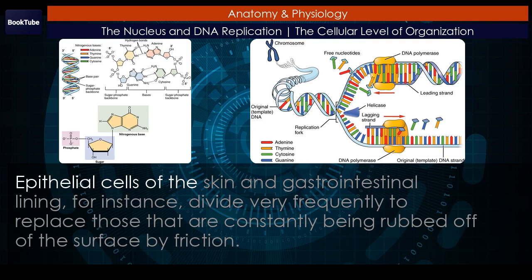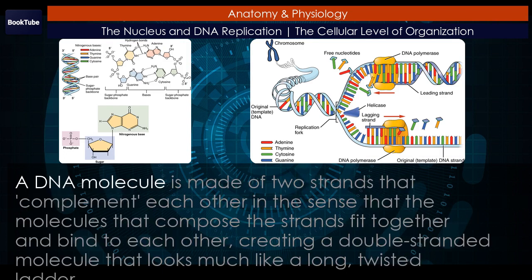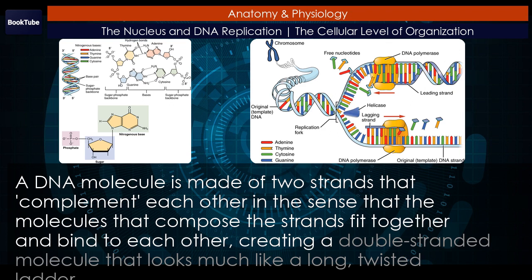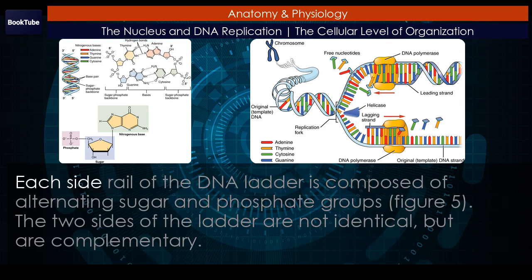Epithelial cells of the skin and gastrointestinal lining, for instance, divide very frequently to replace those that are constantly being rubbed off of the surface by friction. A DNA molecule is made of two strands that complement each other in the sense that the molecules that compose the strands fit together and bind to each other, creating a double-stranded molecule that looks much like a long, twisted ladder. Each side rail of the DNA ladder is composed of alternating sugar and phosphate groups.